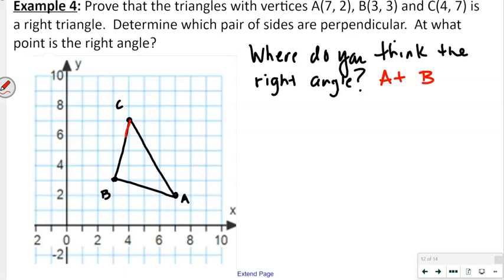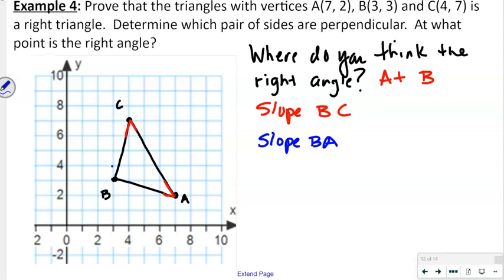Because can't you tell this is an acute angle and that's an acute angle, right? So we're predicting that it's at B. That means we've got to compare the two sides that come in together at B. So we want to look at the slope of BC, and we want to look at the slope of BA. If these two slopes are negative reciprocals of each other, then we know there's a right angle at B, right?